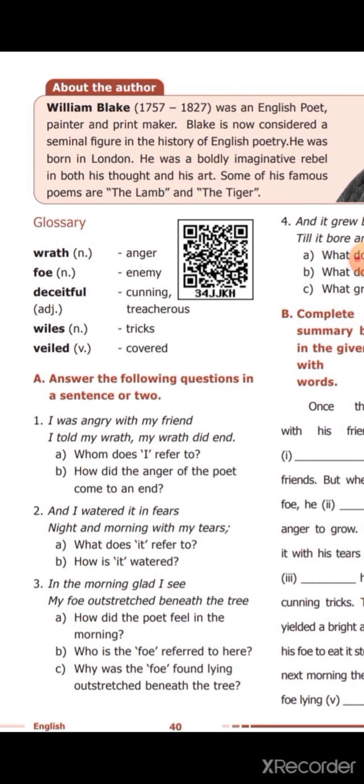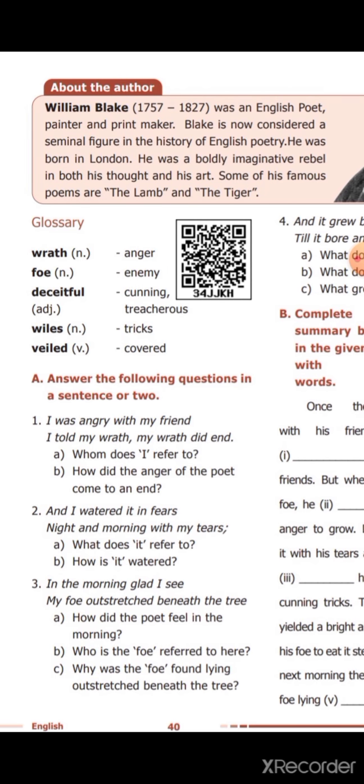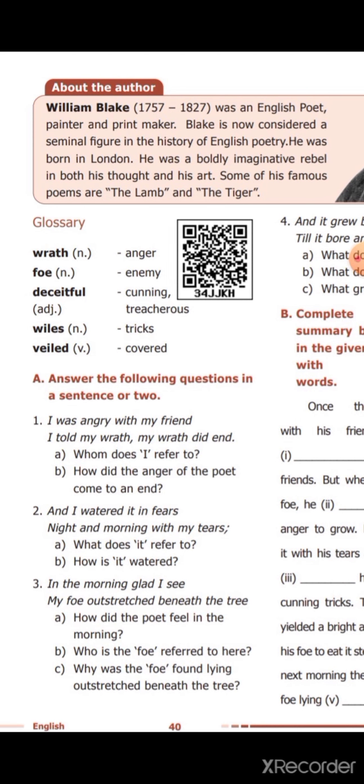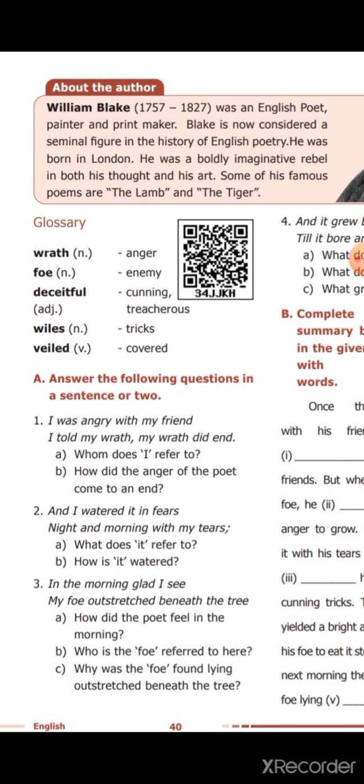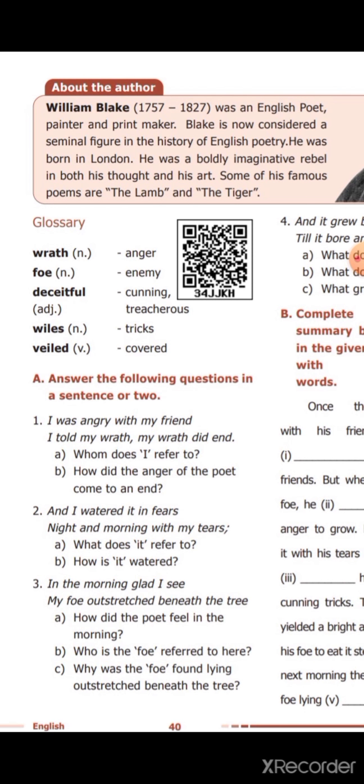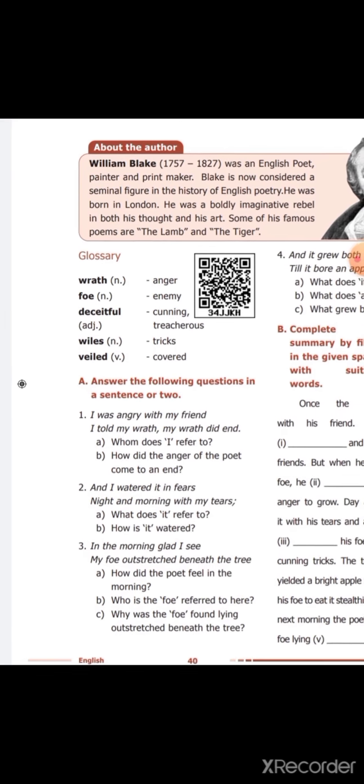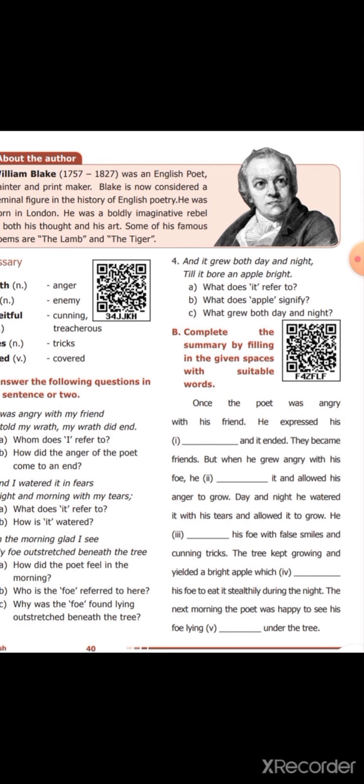Okay, you have a glossary here. Wrath means anger, foe means enemy, deceitful means what? Cunning, treacherous, an adjective. Wiles means trick, veiled means covered. So you have a very simple and very small poem.